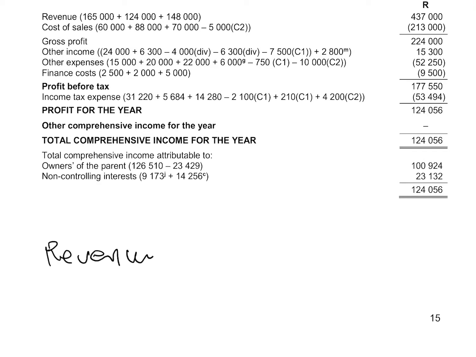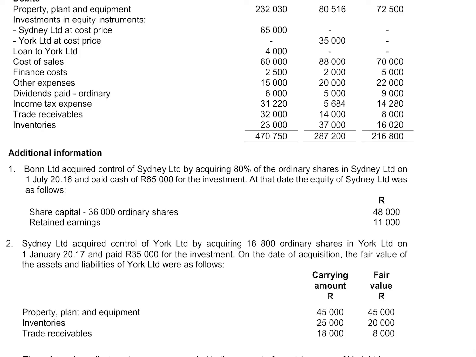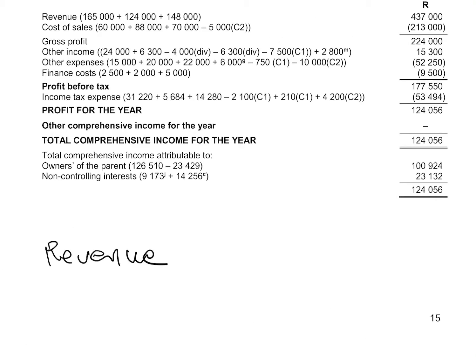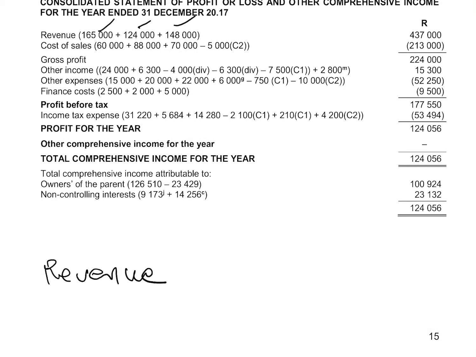For example, revenue. When you look at your revenue there in the trial balance, it is 165, 124, and 148. So you're going to just go and add the revenue as it is there. You open your bracket, then you put the amount. Cost of sales, you do the same thing. You add the parent, the subsidiary, and the sub-subsidiary. Then gross profit will be the balancing figure. Actually, it will be the total of revenue and cost of sales.